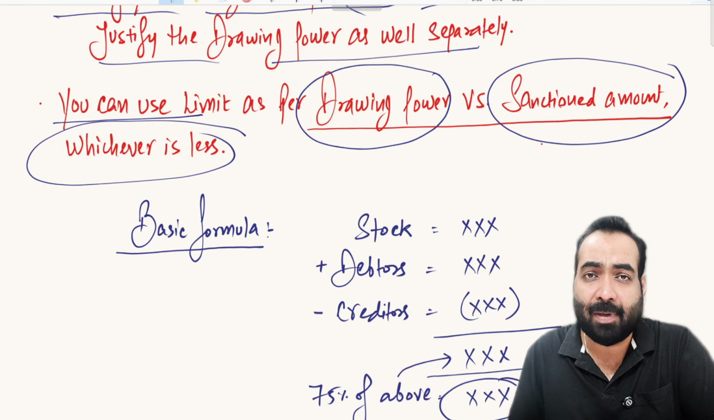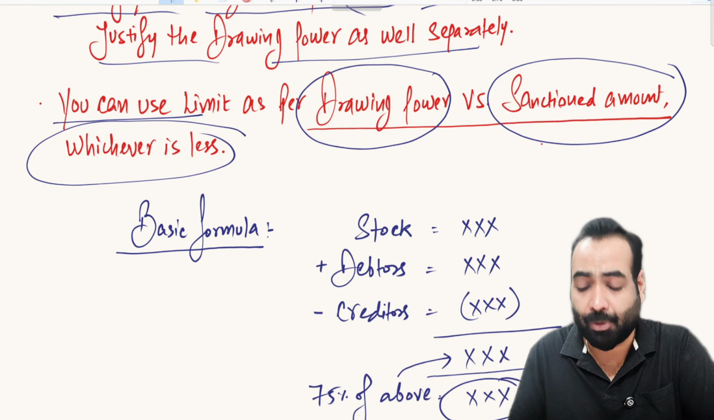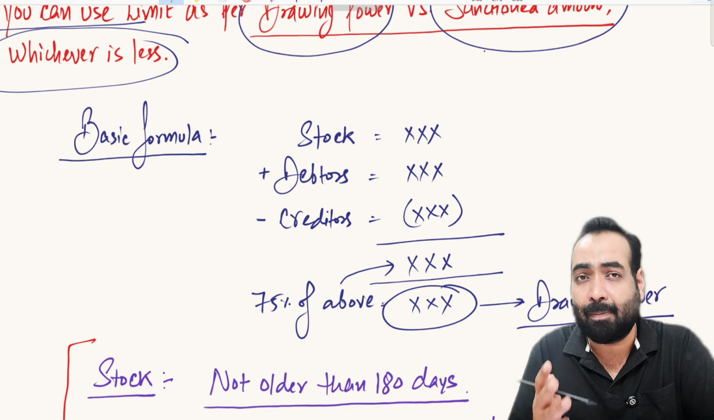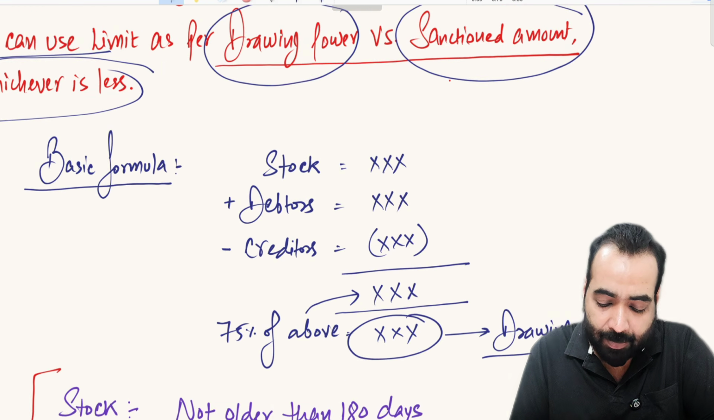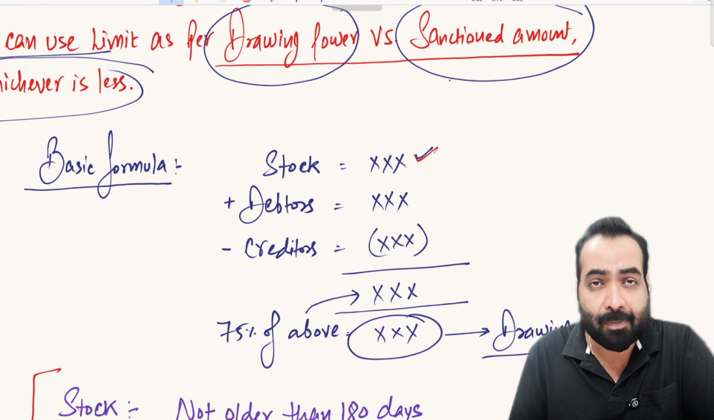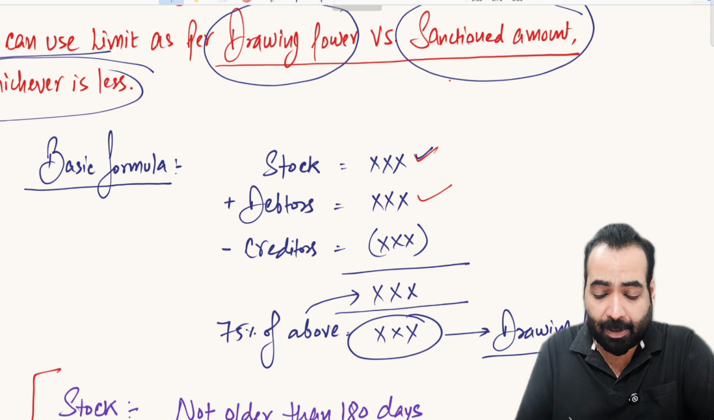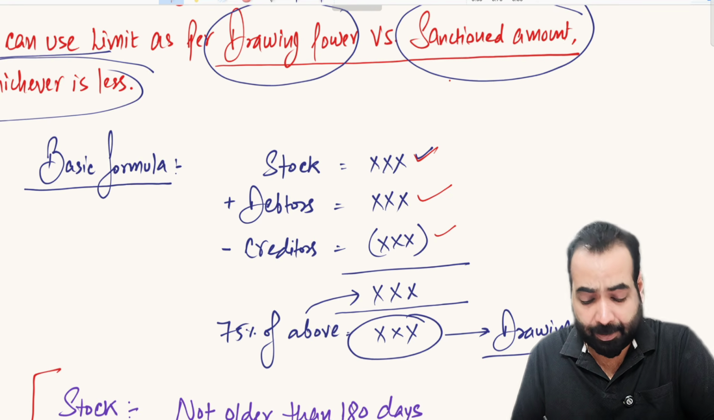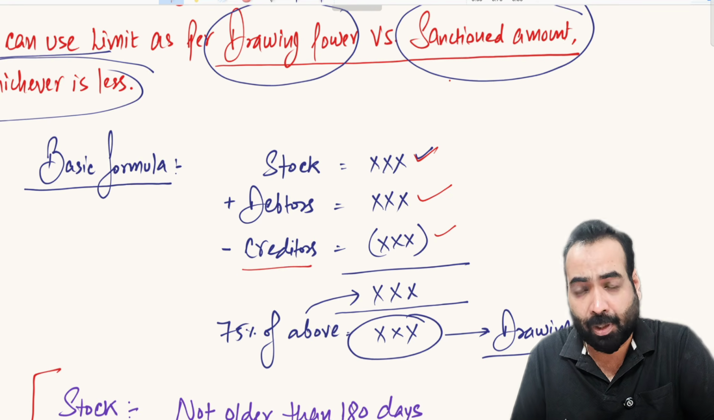So how is drawing power calculated? Let us learn the basics today. For calculation of drawing power, we consider 3 main items. The first item is your stock. The second item is your debtors, the receivable amount from your customers. And the third item is your creditors, the amount payable to your suppliers.